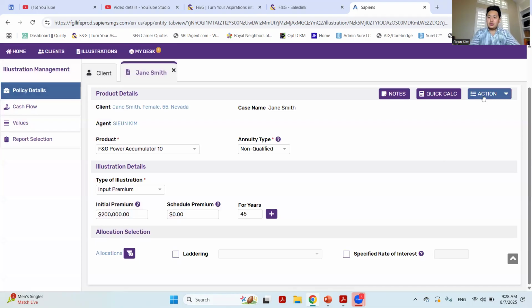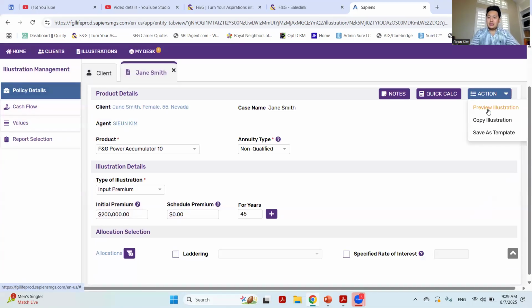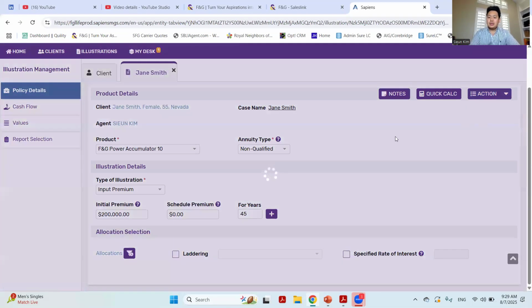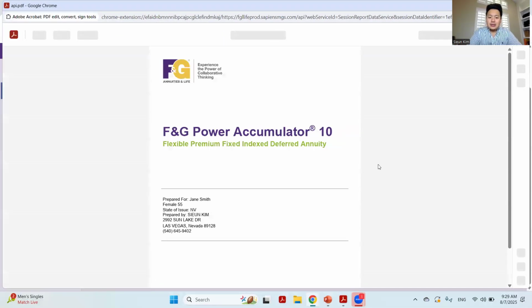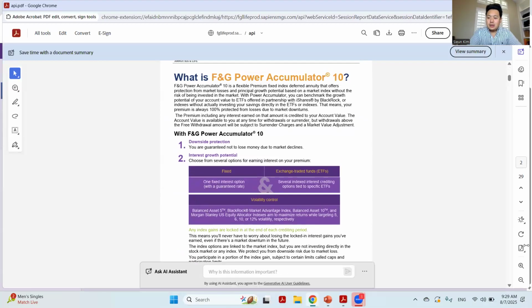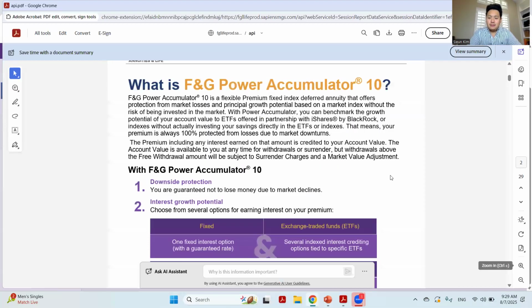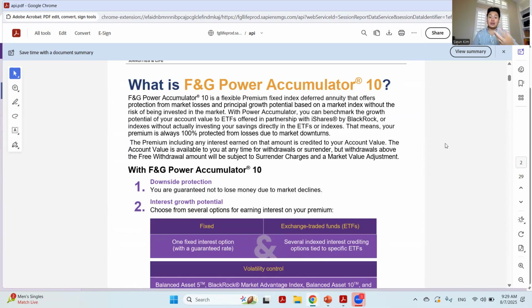I go ahead and go to Actions and click Preview Illustrations. So this will go ahead and generate an illustration based on the client's info that I just provided. So let me just go ahead and do how I would explain this to the client. Okay, how would I present it? I'm not going to explain it as an agent to an agent as a training. I'm just going to explain it as I would to a client.